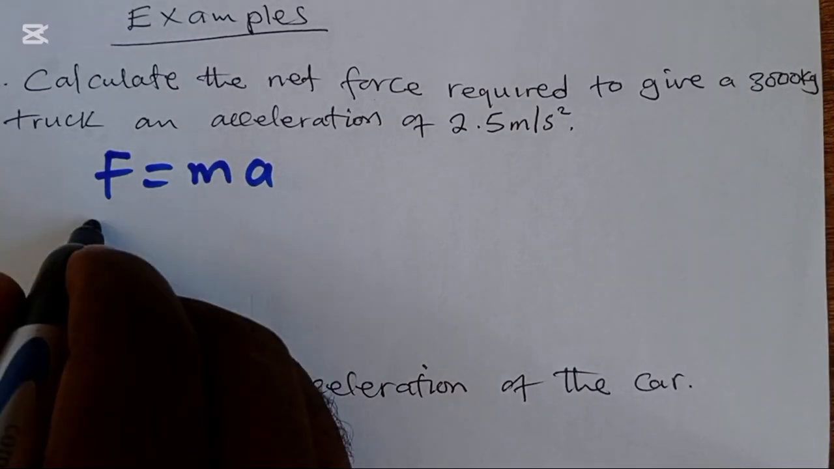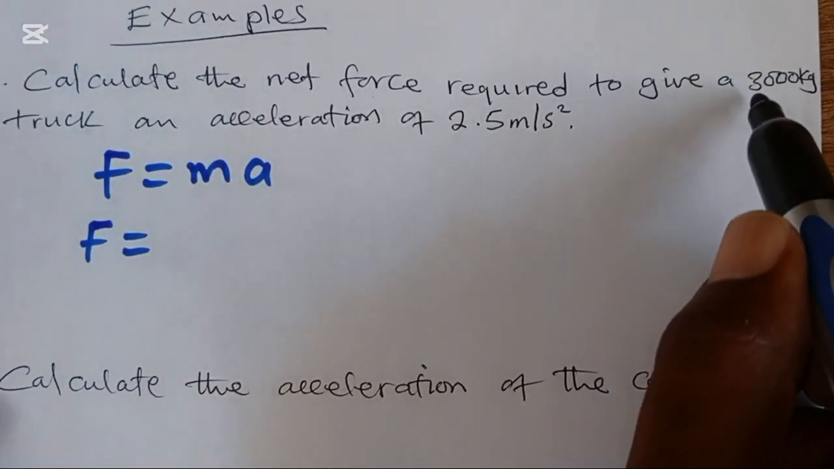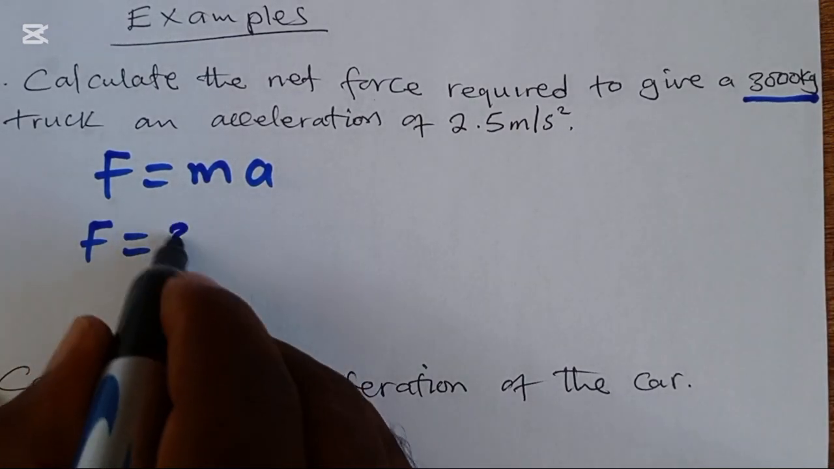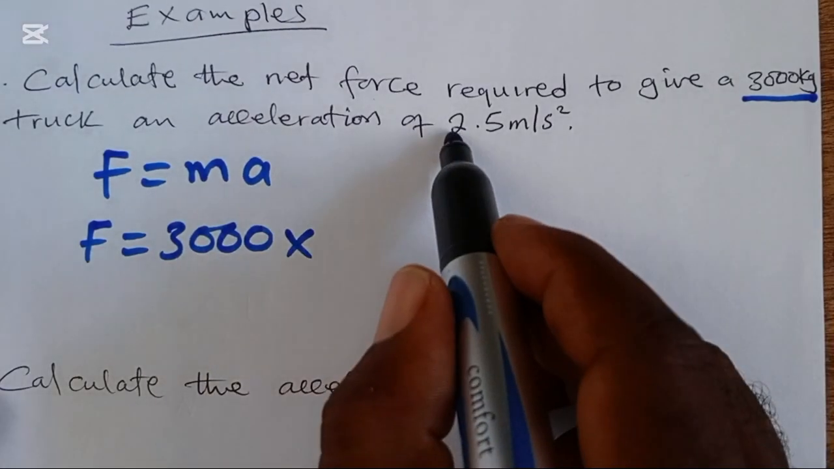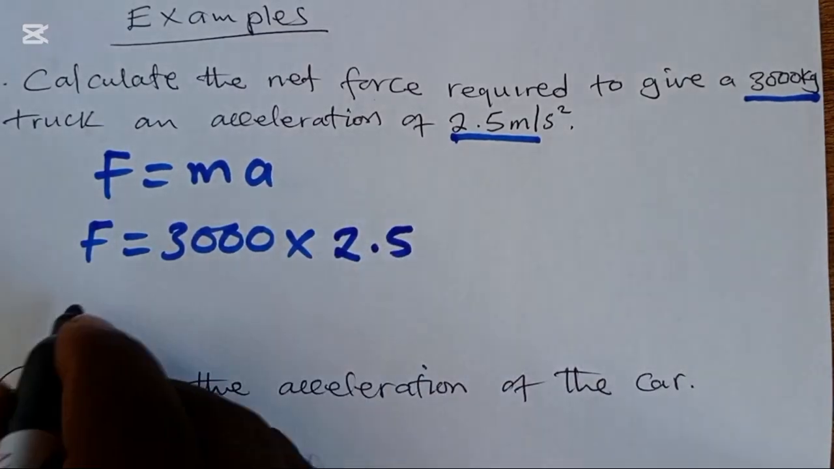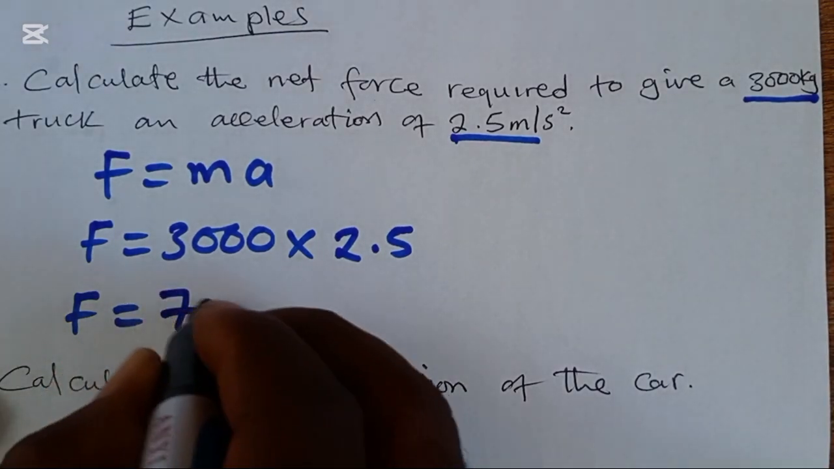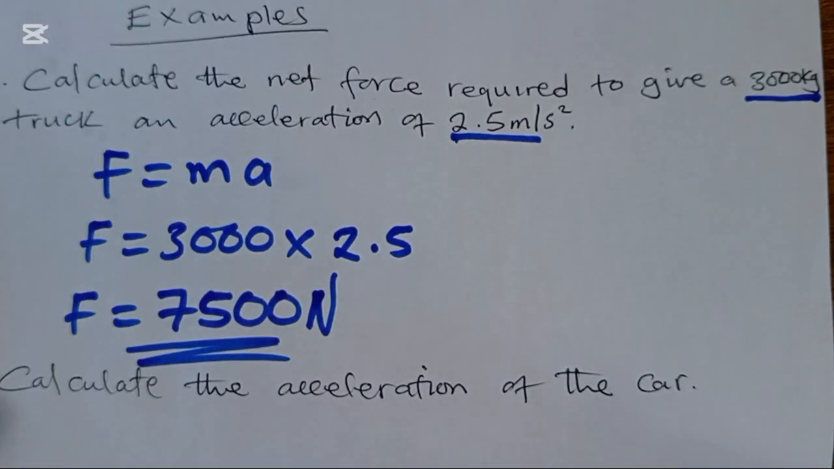So all we want is force. Mass is given. So ensure that your mass is in kilograms. So mass is 3000 kg times acceleration. So acceleration is 2.5 meters per second squared. So force is equal to 3000 times 2.5. So the answer is 7,500 newtons. That is our answer.